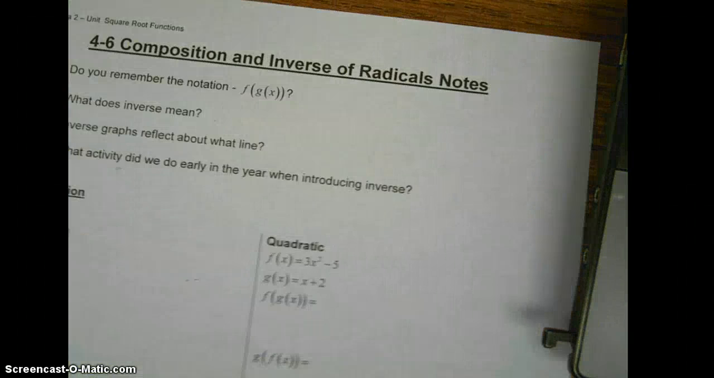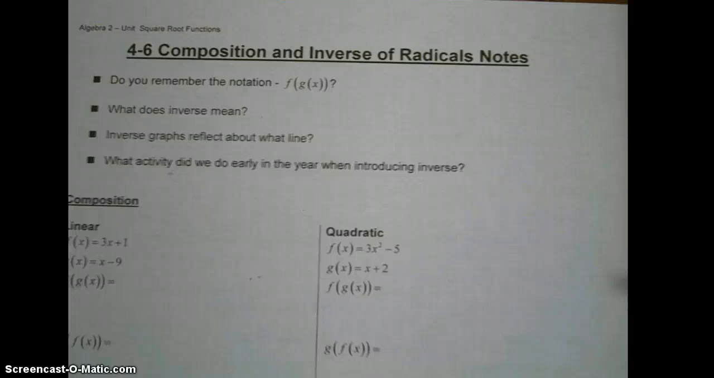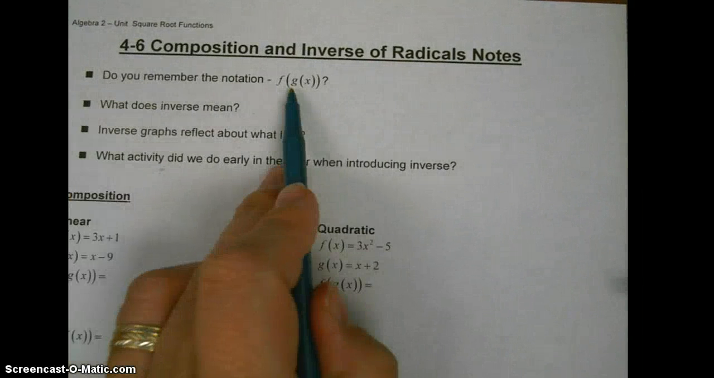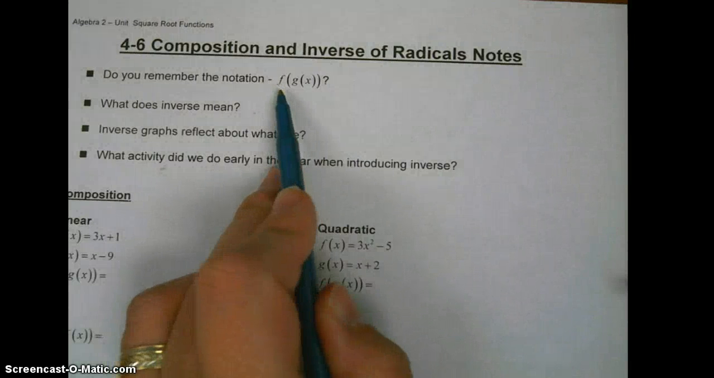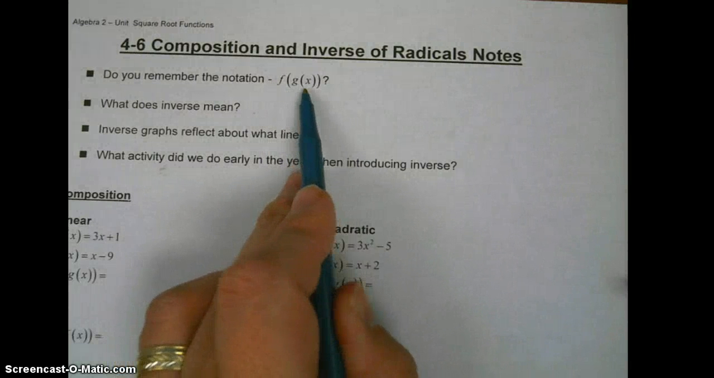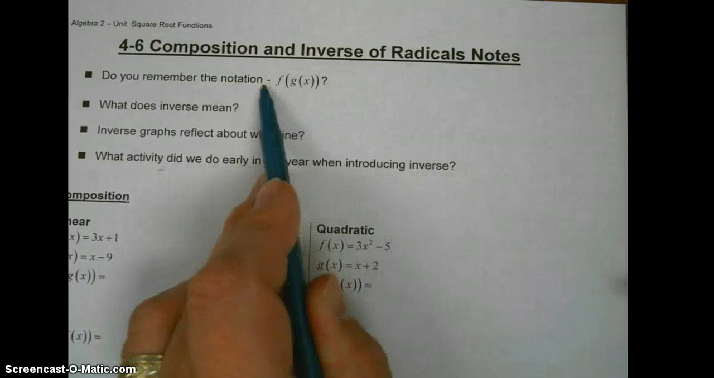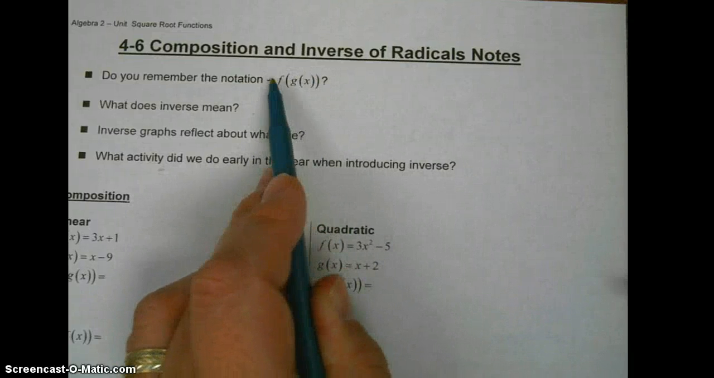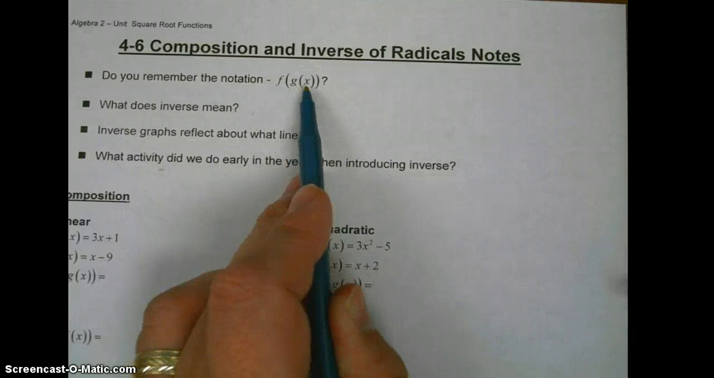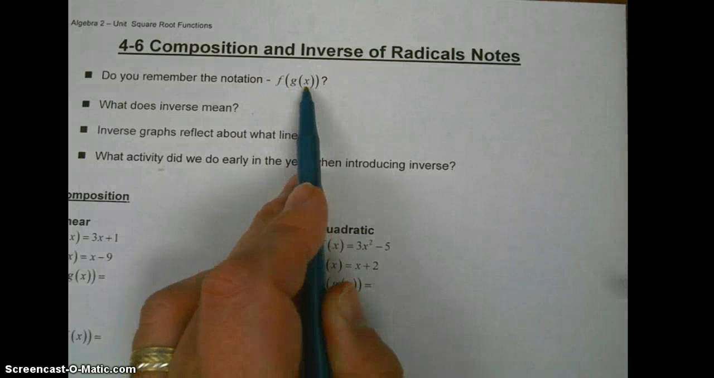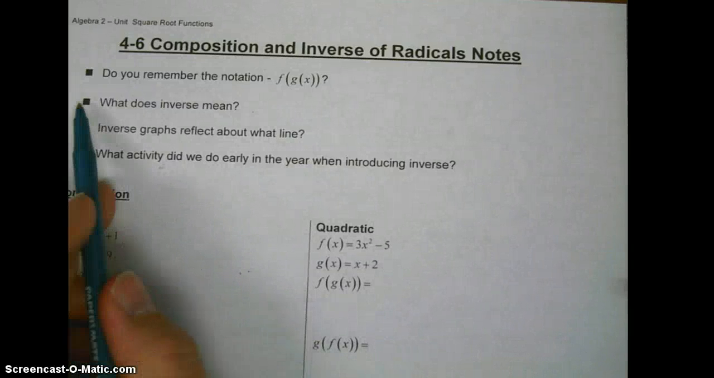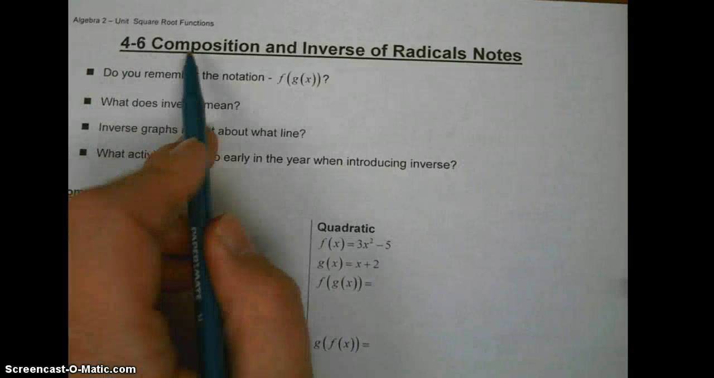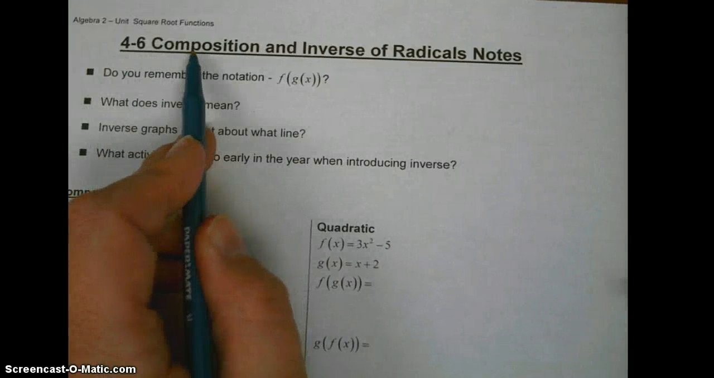Okay, so notes: composition and inverse of radical functions. Do you remember this notation? This notation is f of g of x, and that is a composition, composing function f and function g in terms of x. Okay, let's go ahead and skip down. We're going to start by reviewing composition.